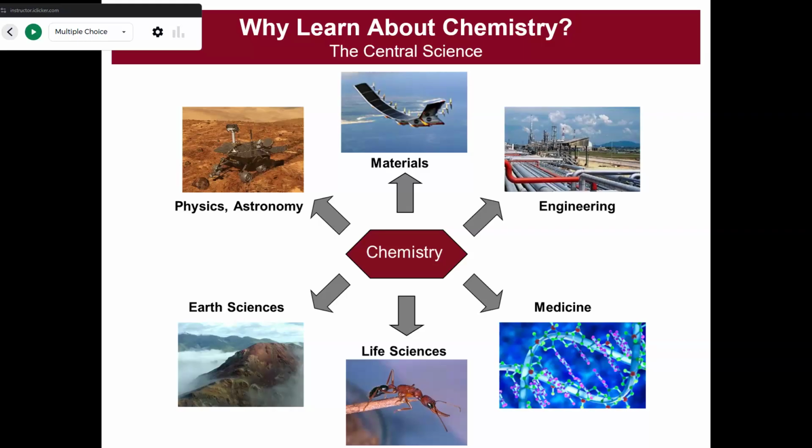We call chemistry the central science. My turn up volume is right over that subtitle. But we call chemistry the central science because it applies to all of those different topics. It applies to medicine, it applies to engineering, it applies to earth sciences, ag. So that's why we're learning chemistry.